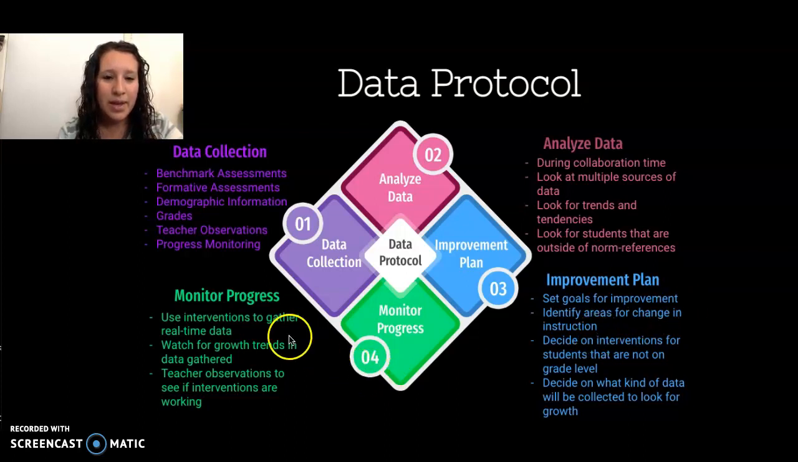Then the fourth step I have is to monitor the progress. You would use the interventions that you came up with to gather real-time data, because we know that's important to have it accurate and up to date. You would watch for growth trends and data gathered, and the teacher observations to see if interventions are working. So these are the steps in the data protocol.